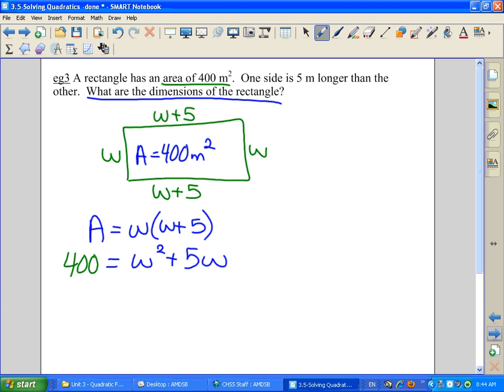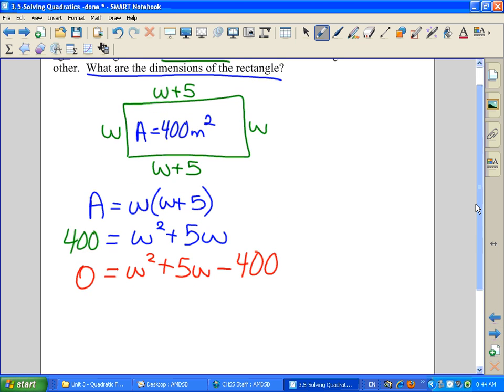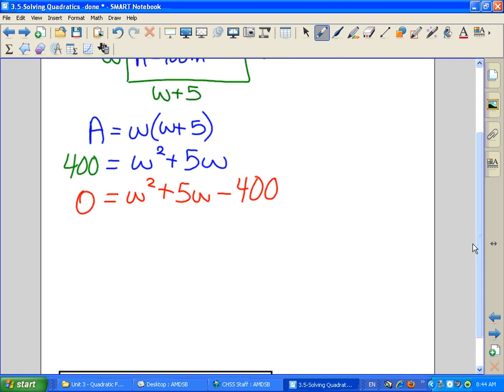is 400. Okay? In order to figure out our dimensions, we need to move all our values to one side. So 0 equals W squared plus 5W minus 400. All right. Ladies and gentlemen, you could spend a minute or two trying to factor this, trying to see, hey, my product's negative 400 and my sum is 5. Spend a couple minutes seeing if you can factor. If you can't factor it, then let's just go to the quadratic formula.